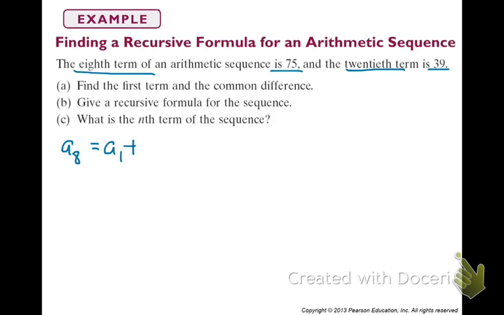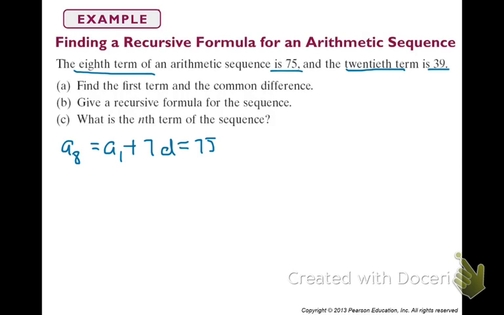Plus, it is the 8th term, so my n minus 1 would be what? 7. Right? The n minus 1. If my n is 8, then 8 minus 1 would be 7, and we don't know the difference. They did tell us what that equaled, though, which was what? 75.